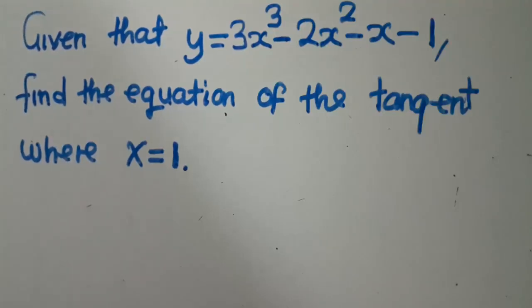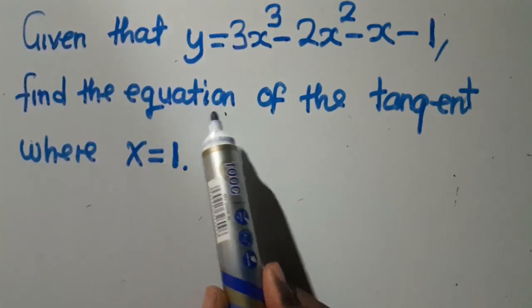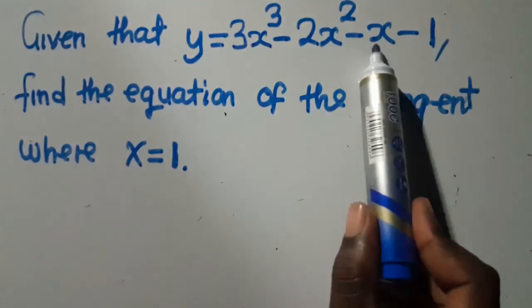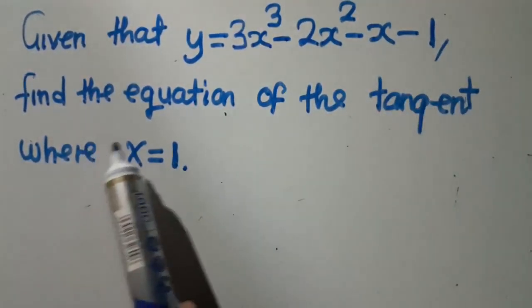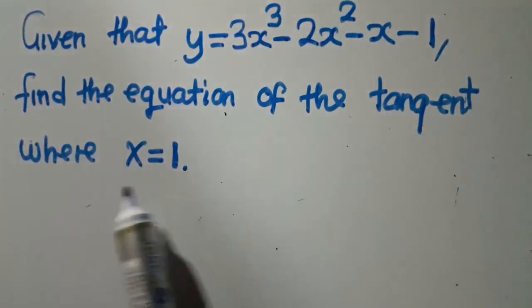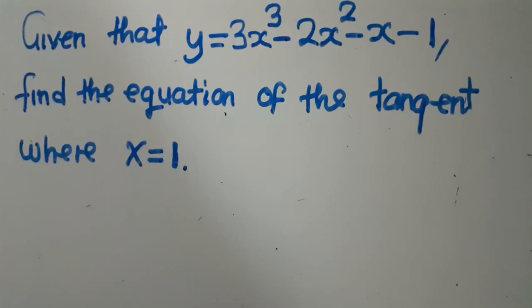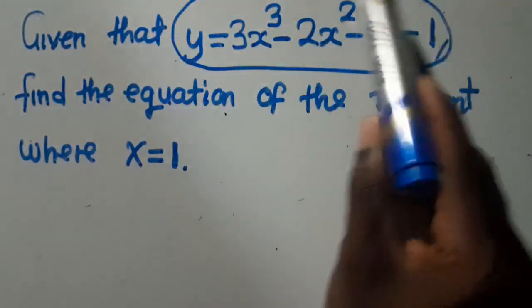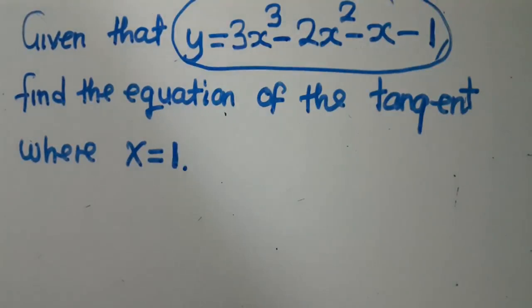Hello, we've got this particular question that is falling under calculus, where we are told to find the equation of the tangent. The question is, given that y is equal to 3x cubed minus 2x squared minus x minus 1, find the equation of the tangent where x is equal to 1. So whenever you are told to find the equation of the tangent, the first thing that you need to do is to differentiate the given function. This function that you are given, you need to differentiate it.